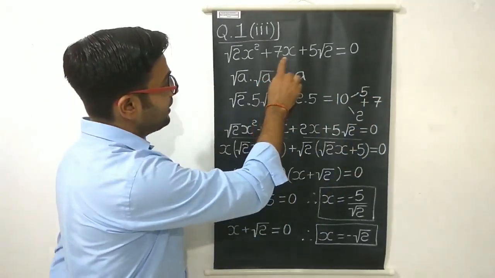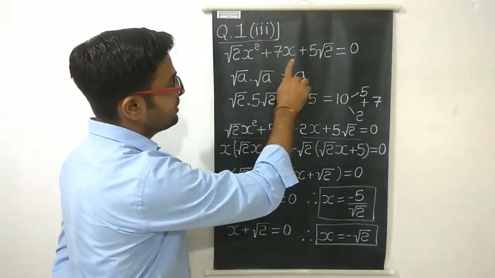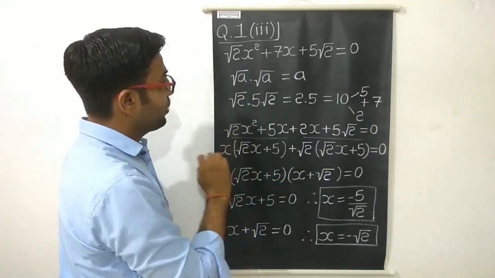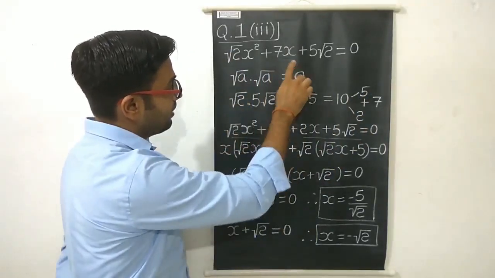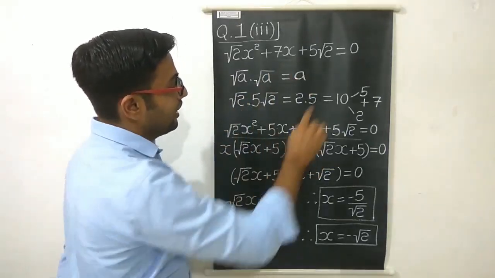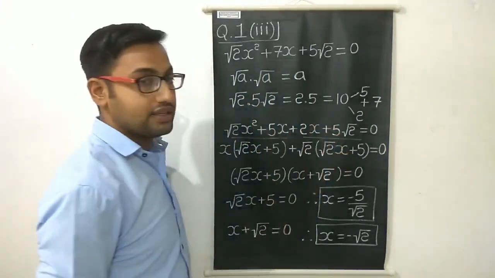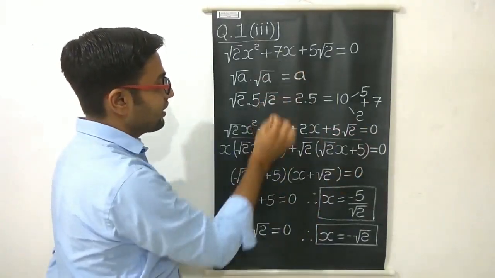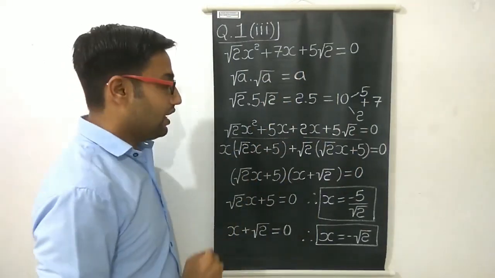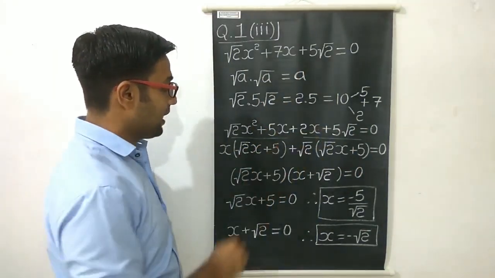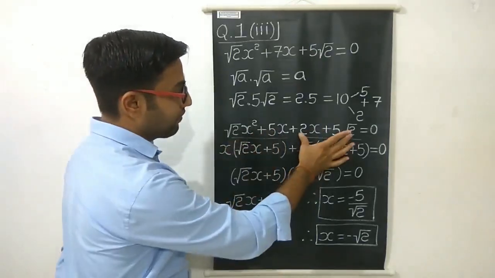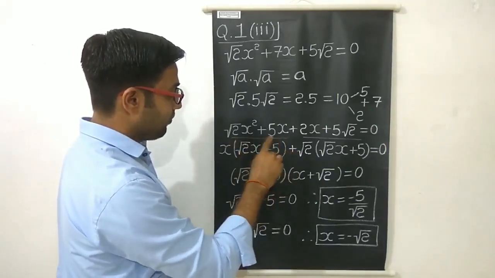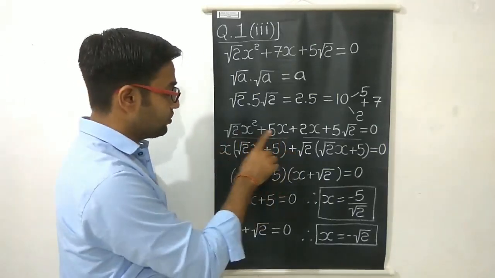So we can split the middle term, instead of 7x, as 5x plus 2x. So the first term remains as it is, root 2 x square, plus instead of 7x we write 5x plus 2x, and the fourth term 5 root 2 remains as it is, is equal to 0. So we split the middle term 7x as 5x plus 2x. Now 4 terms are there. Make a pair of the first two terms and a pair of the third and fourth terms.